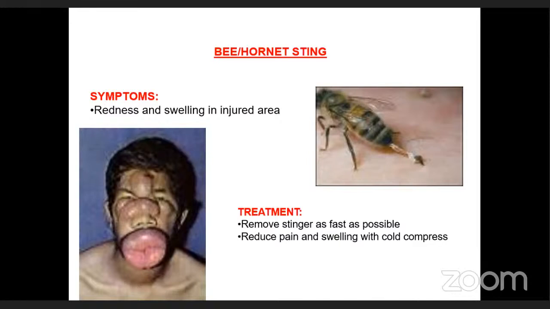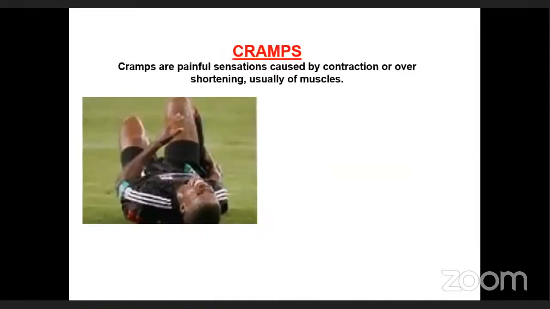So how do we treat, as a first aider, one that has been stung by a hornet or bee? The stinger should be removed as fast as possible. Okay? Then reduce pain and swelling with a cold compress. Then we have cramps.